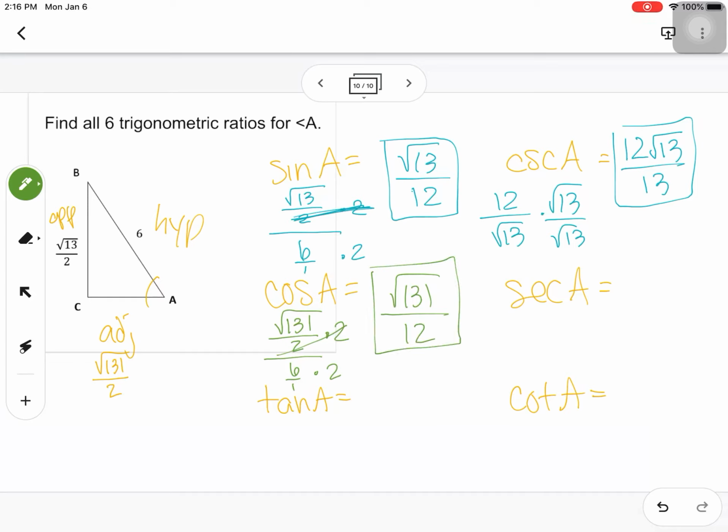Again, with secant, we're going to do the reciprocal of cosine. I would flip my answer because that is much prettier to flip. And then I'm going to rationalize by multiplying by the square root of 131 over the square root of 131, which gives me 12 root 131 over 131.